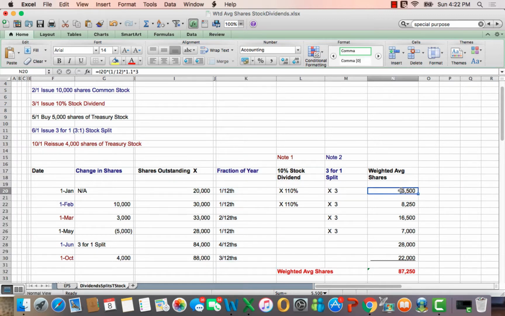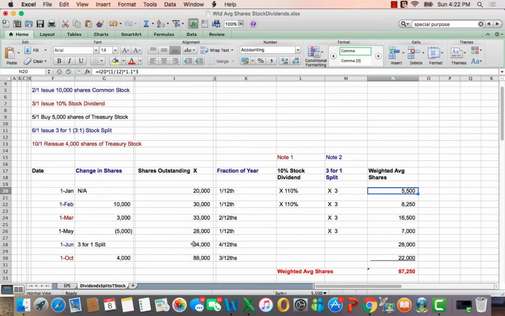To calculate weighted average shares, we multiply across. So for example, January 1st, that adjustment, we had 20,000 shares for 1/12 of a year. We multiply that by 110% to account for the stock dividend that happened after January 1st, and we multiply by 3 to account for the 3-for-1 split that happened after January 1st, and we get 5,500 shares.